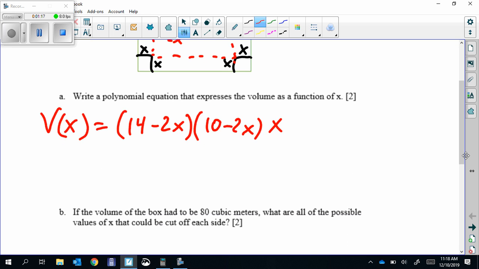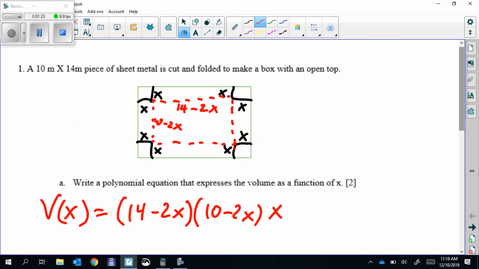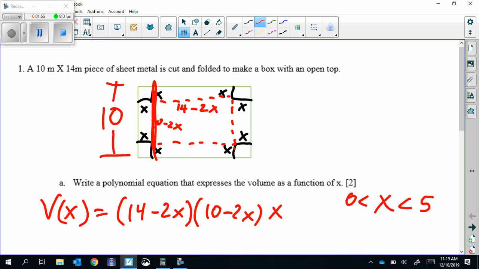It doesn't ask for it, but it's important to know that you can only cut halfway into this. The largest x can be, since this is only 10 across here, that's the shortest side, you can only cut 5 from each side. If you cut 5 from each side, you no longer have a box. You have a smaller rectangle and a strip that you cut all the way off. And that would be no good. So x has to be smaller than half of 10, so x has to be smaller than 5. And it has to be bigger than 0. So that's kind of our domain. x is from 0 to 5. That's going to help us graph it.